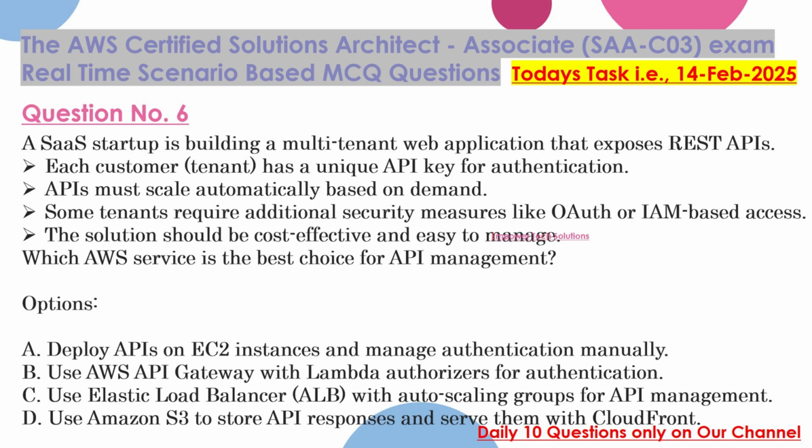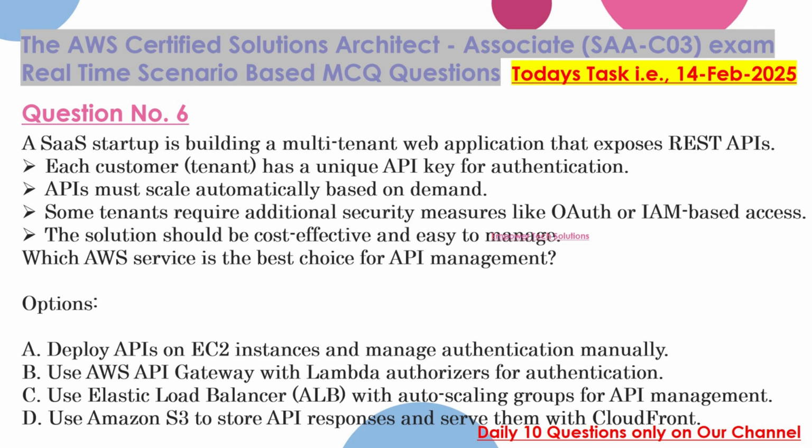Question 6. A SaaS startup is building a multi-tenant web application that exposes REST APIs. Each customer, tenant, has a unique API key for authentication. APIs must scale automatically based on demand. Some tenants require additional security measures like OAuth or IAM-based access. The solution should be cost-effective and easy to manage. Which AWS service is the best choice for API management?